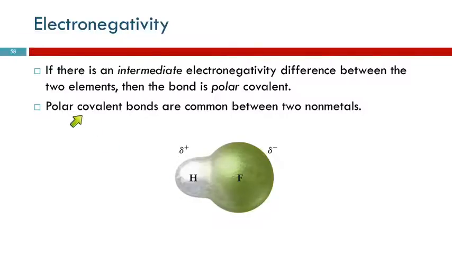It's very common to have polar covalent compounds between two nonmetals. If you have a metal and a nonmetal, that's going to be an ionic bond, because metals aren't good at sharing. It's like either I'm going to keep my electrons or I'm going to give them to you. You can have them, but I'm not going to share.